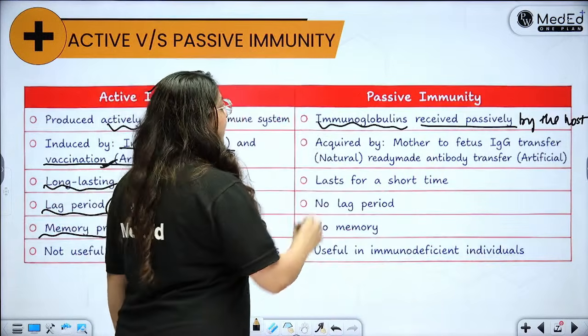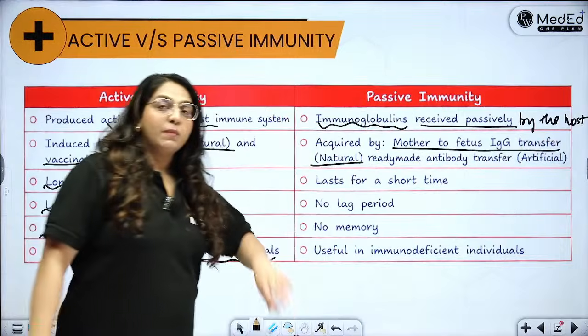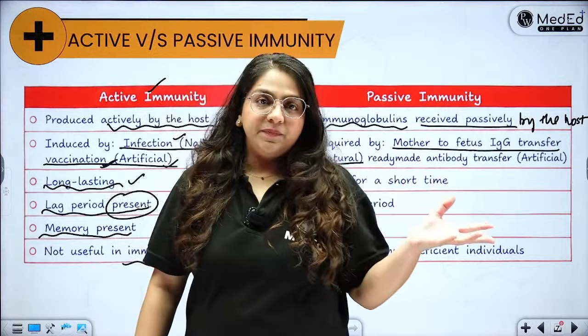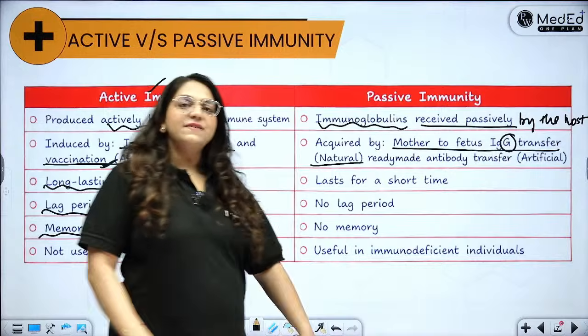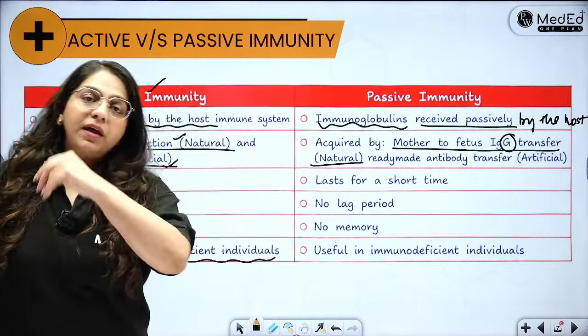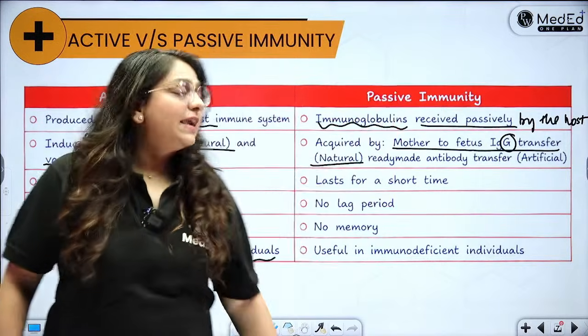So here it is acquired by mother to fetus, where IgG is transferred. My students would know, we have the beautiful mnemonic, Mummy G. So Mummy G, Mummy G. So mother gives IgG antibodies to the fetus. So passively they have come. The fetus's body has not worked hard. Passively, because of the placenta, the antibodies have come.